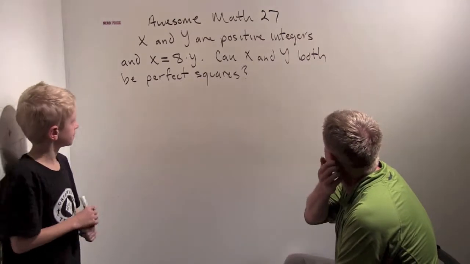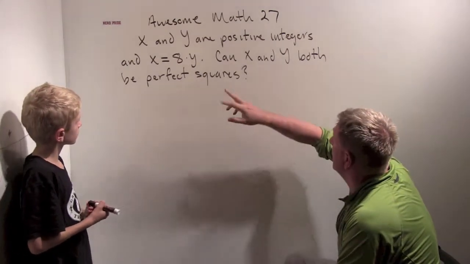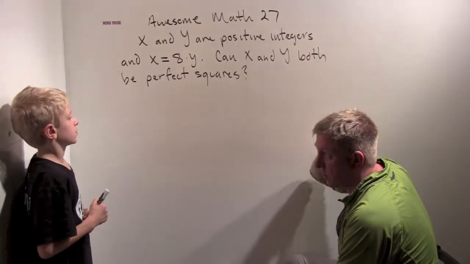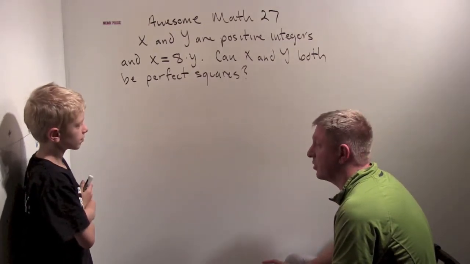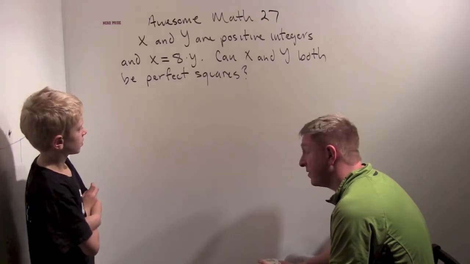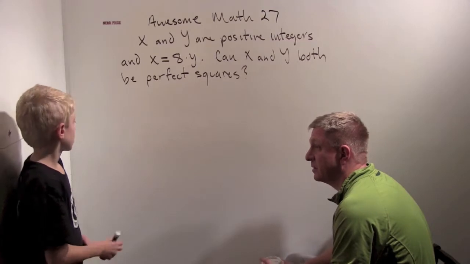Okay, and so I saw this question in the review section. It's a pretty cool question. X and y are both positive integers, and x equals 8 times y. So the question is, can x and y both be perfect squares? This is a very challenging problem, so I'm interested to hear how you think about it.